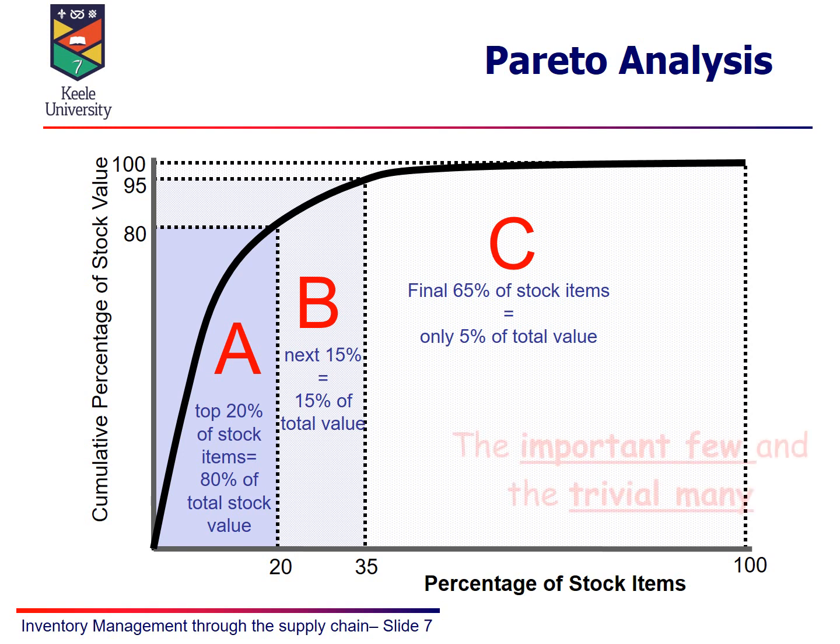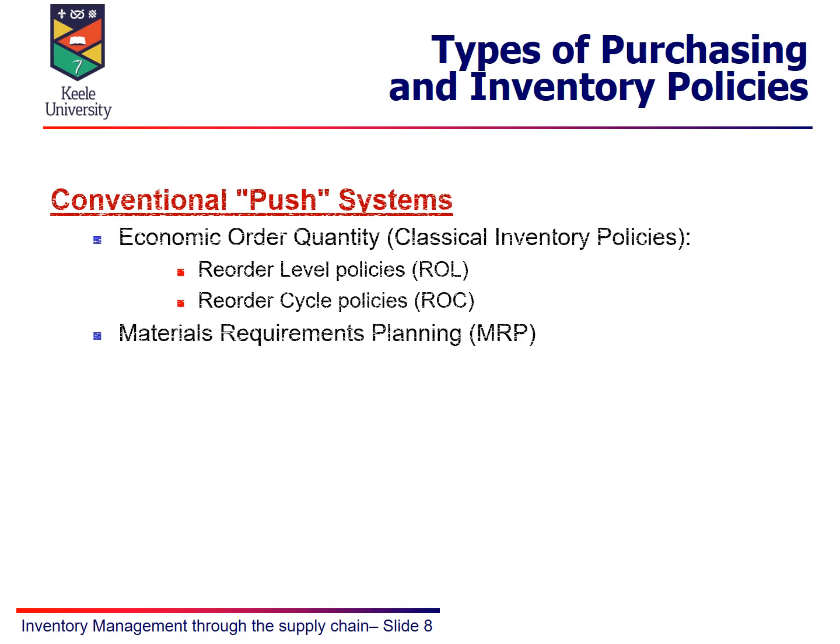Okay, so moving on now, just to indicate that's the rule of the important few and the trivial many. Moving on, we're going to look at the types of purchasing and inventory policies that are in place. And we can break these down into two areas. In fact, we have the conventional push type systems.